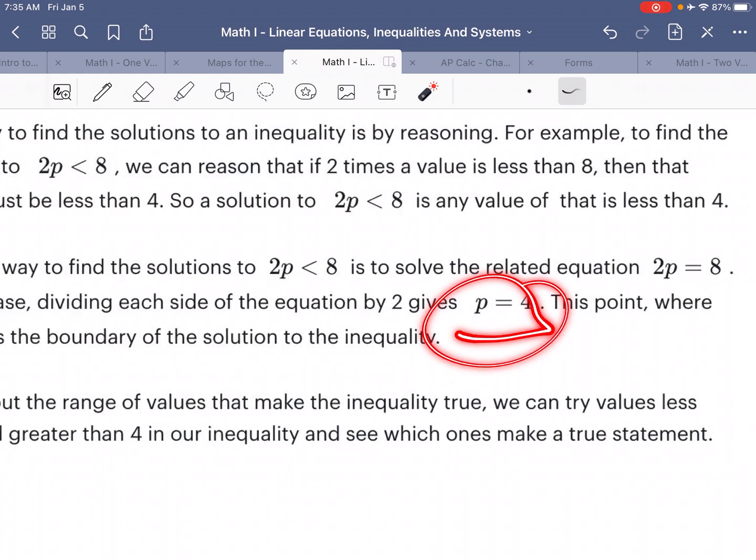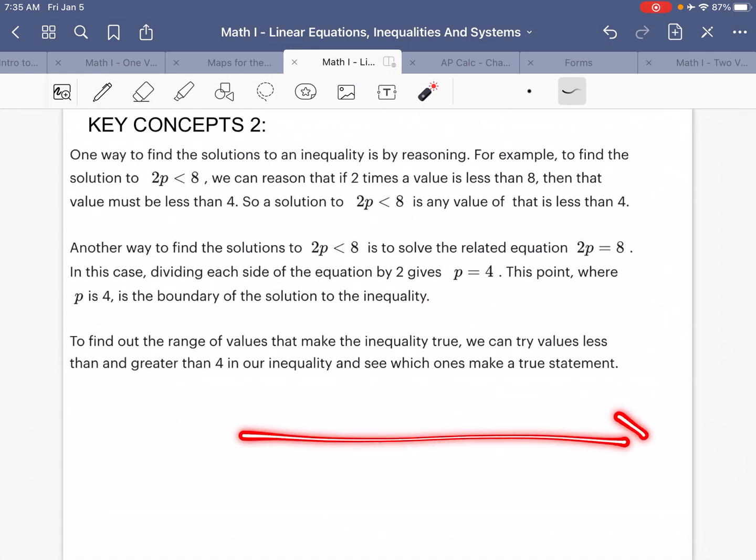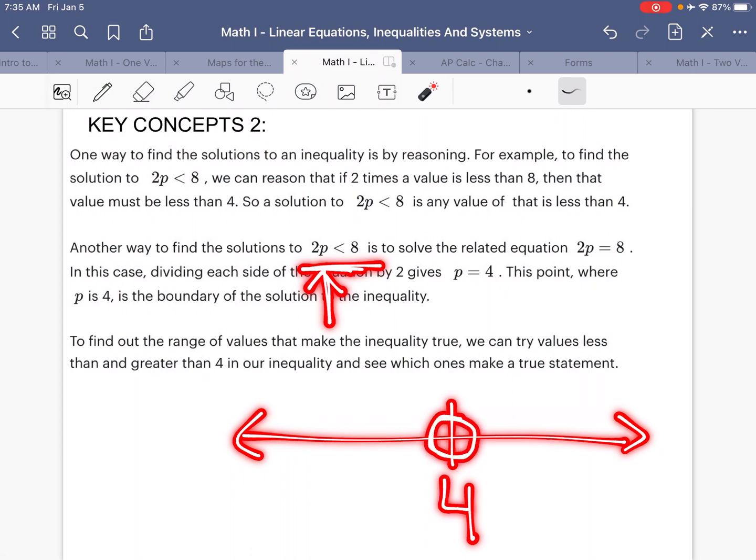So p equals 4. Let's think this through. If we've got a number line here at 4, if we put 4 into here, that's where 2p is equal to 8. That's not included in our solution set. So the way that we show that is by putting an open circle at 4. And then the next thing we need to ask is, which side of this boundary are we going to fill in? A good test point to always use is 0.